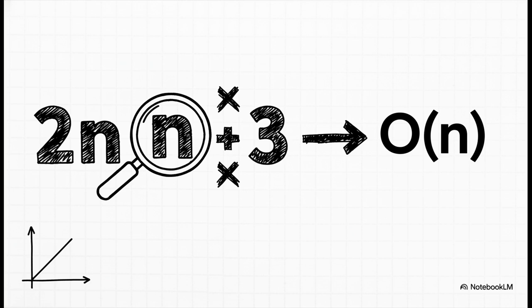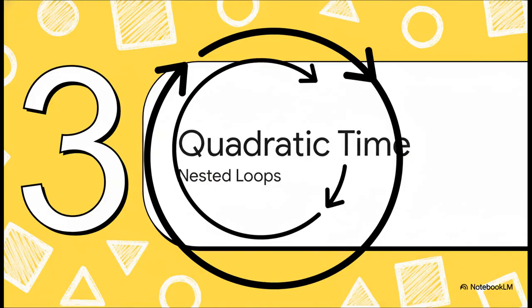The workload grows in a nice, predictable, straight line with the input. Simple enough, right? One loop, you get O of n. But what happens when we get a little more complex? What if we put a loop inside of another loop?